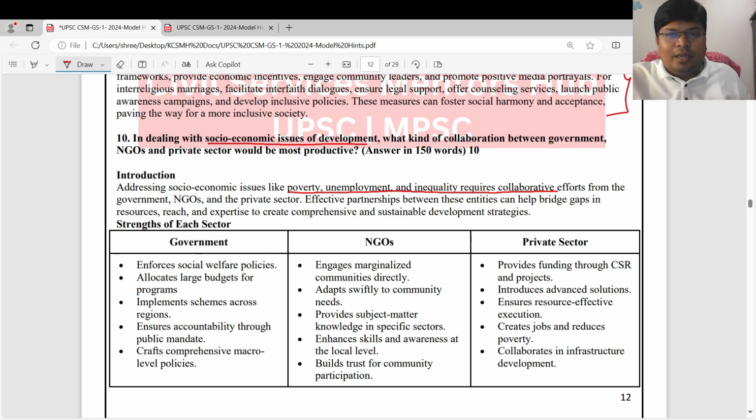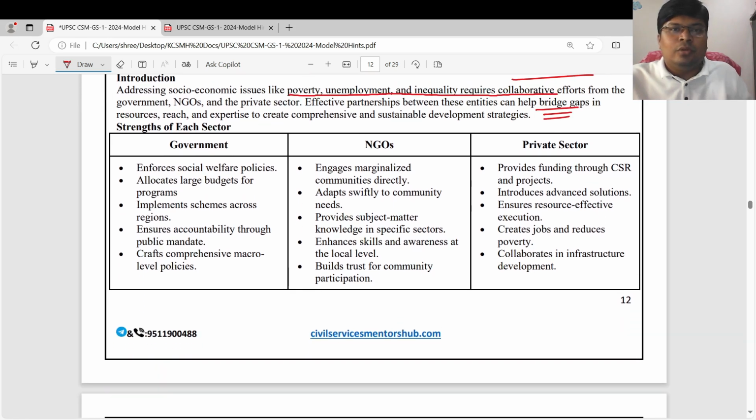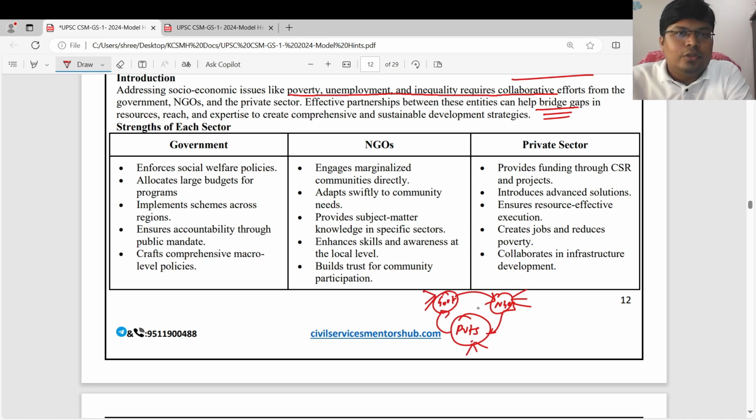Again, in the examination, after writing at most three lines of introduction, in the next two or three lines you can draw a diagram of the strengths of government, NGOs, and private sector, and show their interlinkages. For example, government, then NGOs, and private sector. You need to write down their strengths, one, two, three, and show with arrows how they can be helpful in solving the situation, meaning the issues of poverty, unemployment, and inequality.